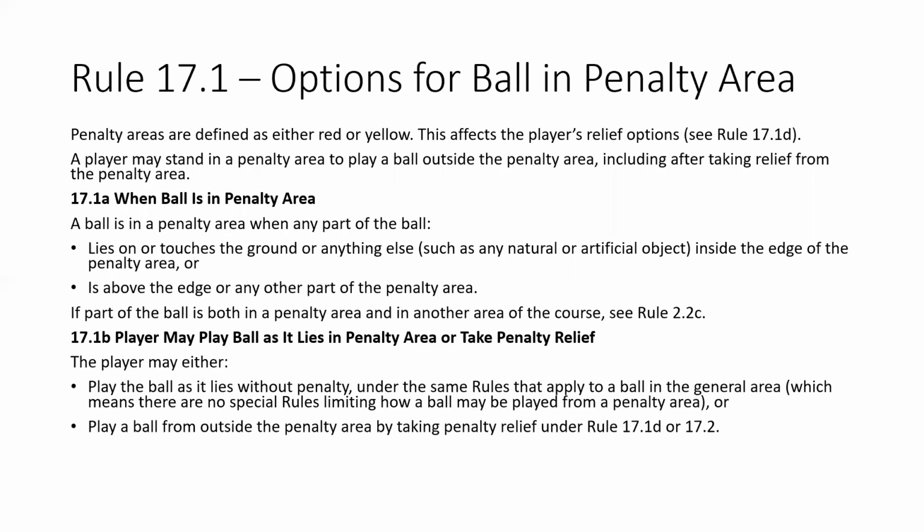And if a ball is both in the penalty area and another part of the course, see Rule 2.2. So what that says is I think it's going to be in the penalty area. I thought it just said if it is or it isn't, depending on where it is. It said if the overhanging branches aren't in the penalty area, that part's not in the penalty area. Correct. That second paragraph is relatively important under 17.1.